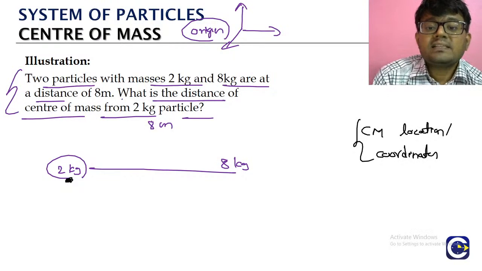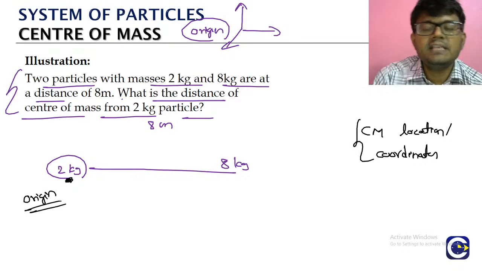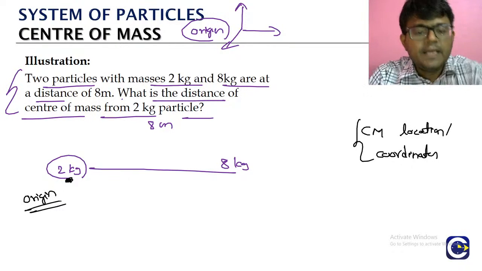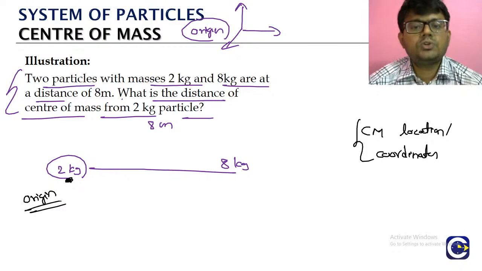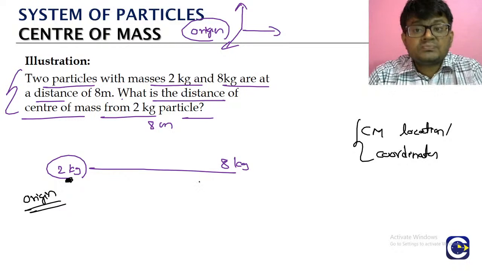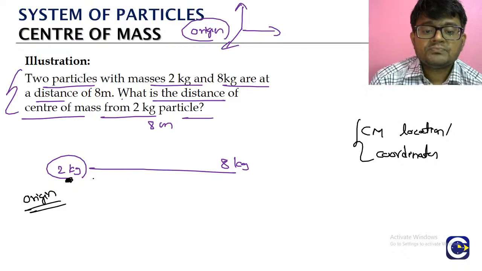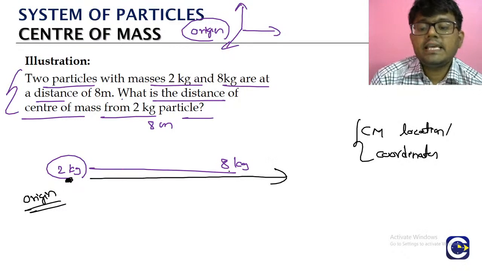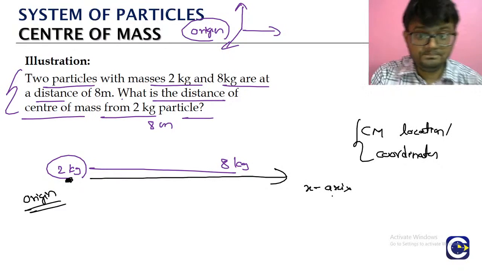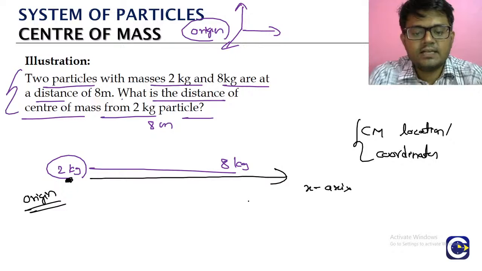How? They are asking us to find the distance from the 2 kg particle, right? So usually what we will do in these kinds of questions is, from whichever particle they are asking us the distance of the center of mass, make that the origin. That is the usual procedure. And we will have to take the directions of the x-axis and y-axis. So here the 2 kg and 8 kg are lying on one line, right? Let us take the line itself as the x-axis. Here there will be no need for discussion about the y-axis and z-axis because they both are lying on the same line.